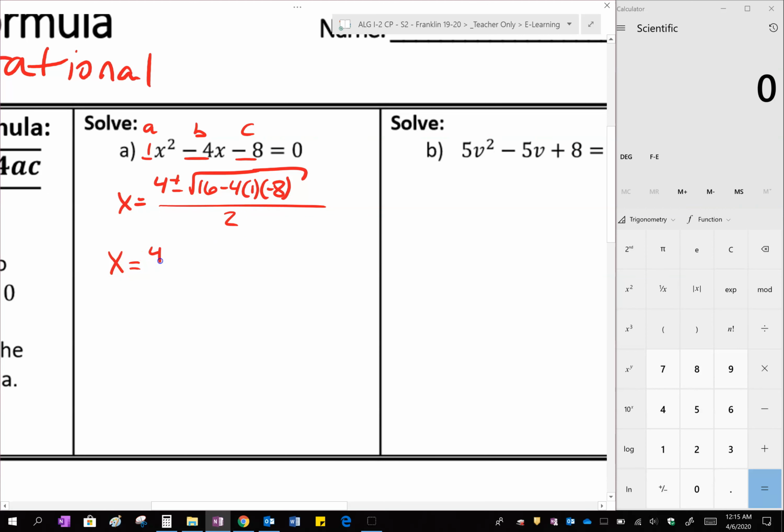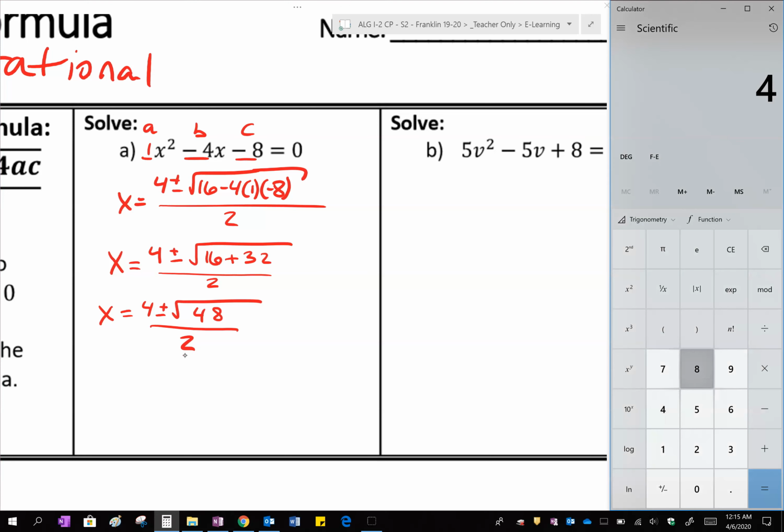So when we simplify this square root, or the radical as it's called, remember, we get 16 plus 32, right? Negative 4 times negative 8 is positive 32, over 2 still. Now 16 plus 32 is 48 over 2. And 48 doesn't have a square root. If you try it on the calculator, you get some decimal, right? It doesn't work out. So that's why we did the first section on simplifying radicals.